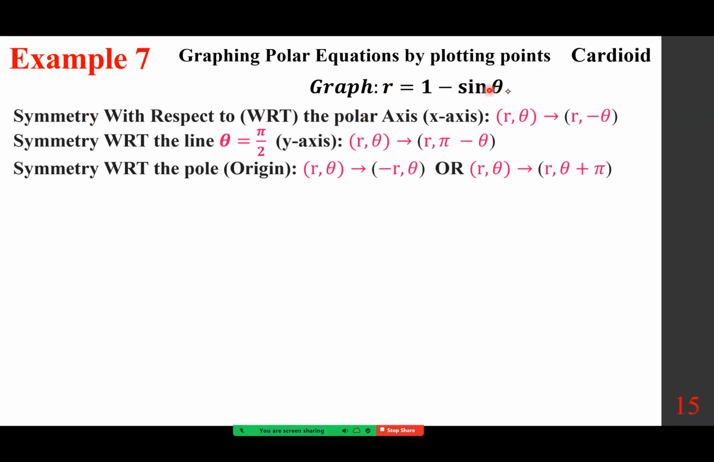So if I replace the theta with minus theta, as you know, this is minus sine theta, because all trigonometric functions are odd functions with the exception of cosine, and therefore secant. So negative times negative makes it positive. And this is not the same as the original function. The test fails.